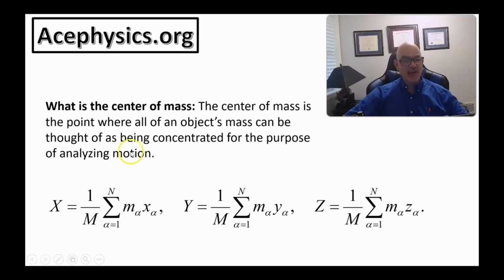The position of the x center of mass is given by 1 over the total mass of the object times the sum of the constituent masses multiplied by the distance from the rotation axis. These formulas are much easier to understand with an example, and that will be coming shortly.